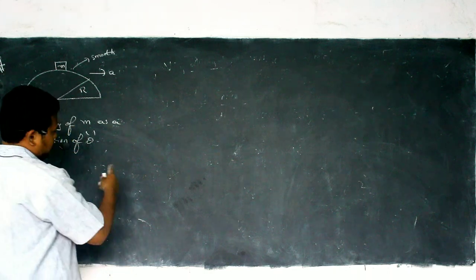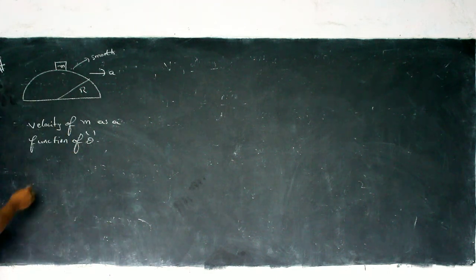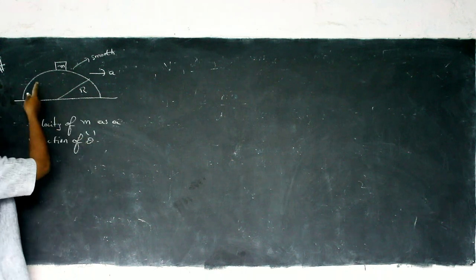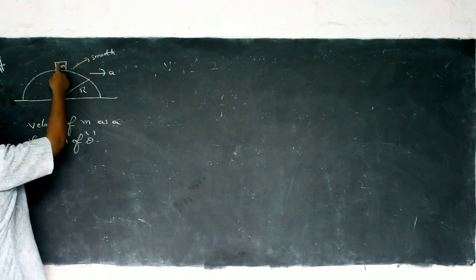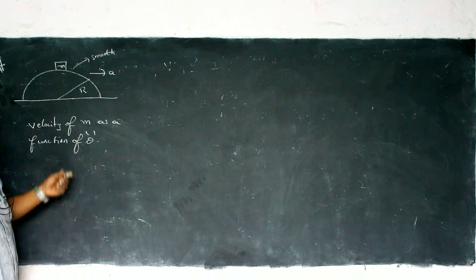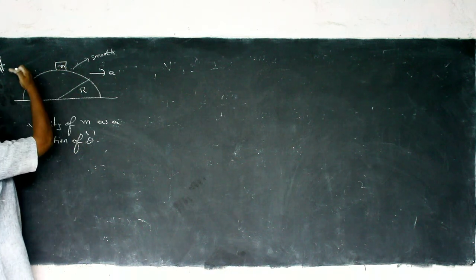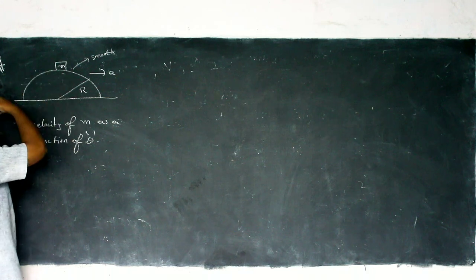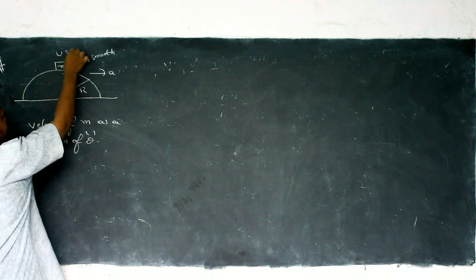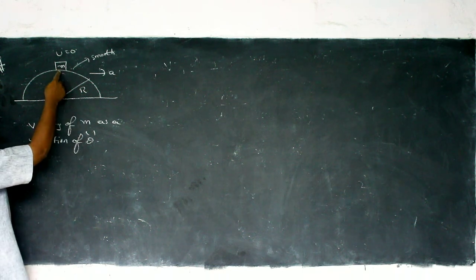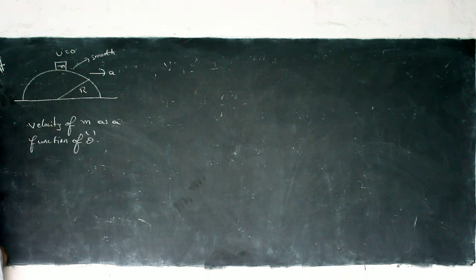So this was the problem which I gave you yesterday. Here, this hemisphere is traveling with an acceleration of a, and there is a mass of small m present on this hemisphere. So if this accelerates, definitely we can say this body will move backwards. Its initial velocity, let it be u here. Then I am supposed to find out what is the velocity of this small m as a function of theta.